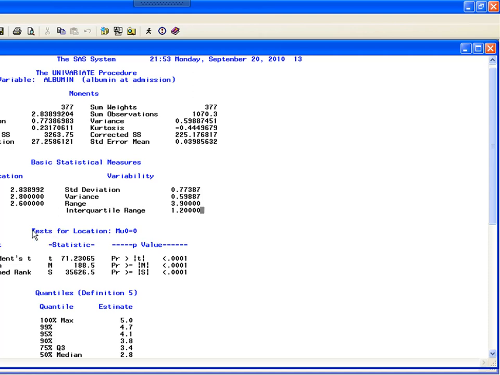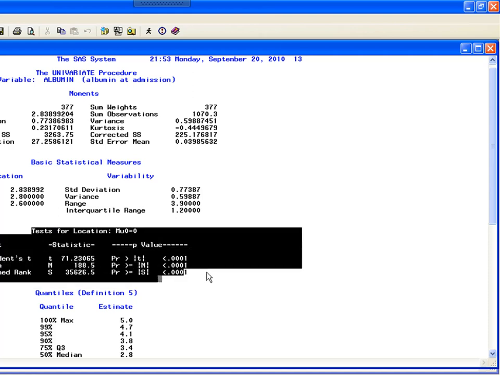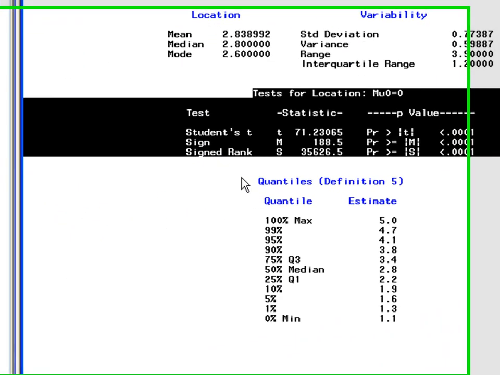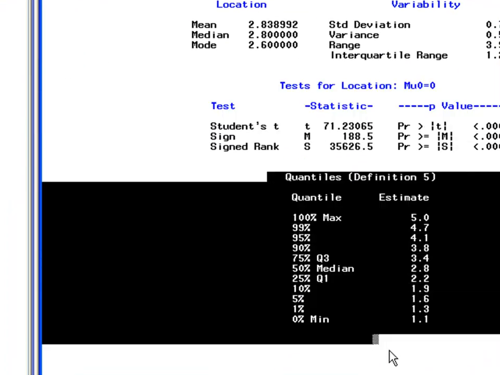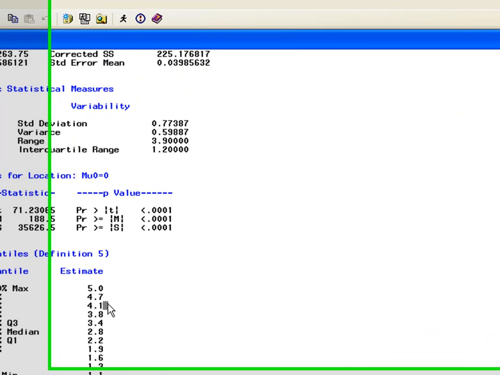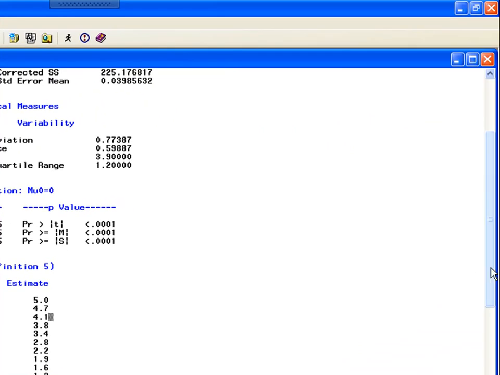We're going to ignore this section called tests for location for now, because again, that has to do with hypothesis testing, which we will get to in a couple of weeks. Alright, what do we have next? We have selected percentiles which are presented. We've got the 100th percentile, the 99th percentile, 95th percentile, etc. For example, if you wanted to know what's the 95th percentile of albumin levels for this sample, it is right here. It's 4.1. Enough said about that.